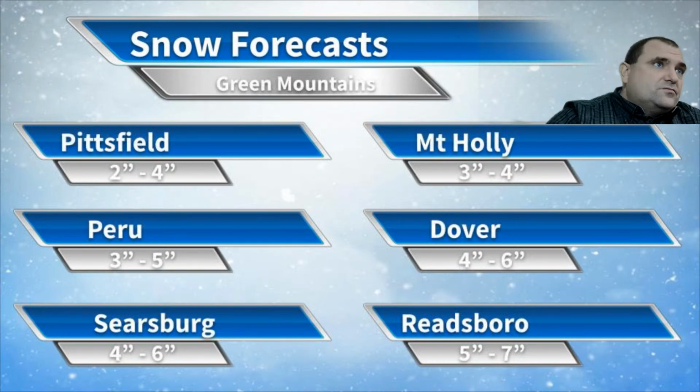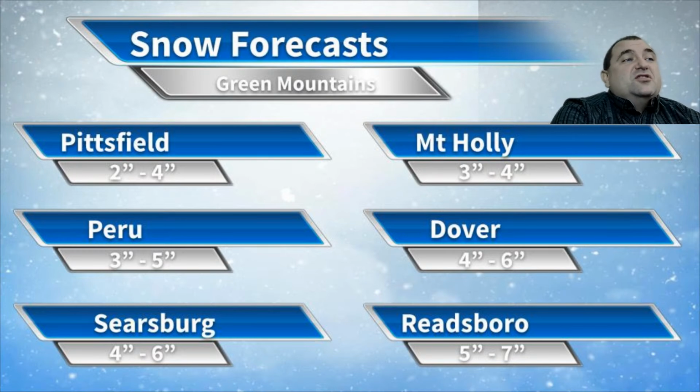For the Green Mountains, places up near Pittsfield, 2 to 4 inches of snow. Mount Holly, I think 3 or 4 inches. Peru, 3 to 5 inches of snow. Dover, 4 to 6 inches of snow. And as you get further south in the Greens, an area like Searsburg, 4 to 6. Readsboro, right down there on the Massachusetts border, 5 to 7 inches of snow. Definitely possible.